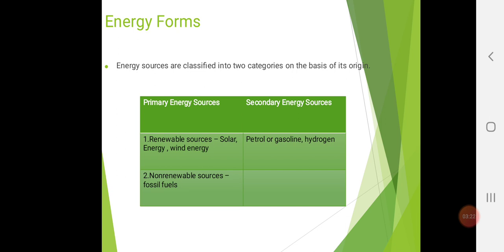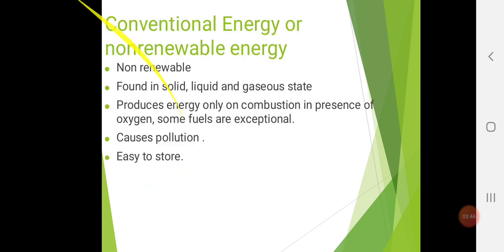That's why. See, what I am teaching you is as per your textbook. It's not from my mind. Remember this, please clear this. Whatever I am telling this point is from your textbooks, guys. So in primary there are 2 types, renewable and non-renewable. In secondary there are examples like petrol, gasoline and hydrogen.